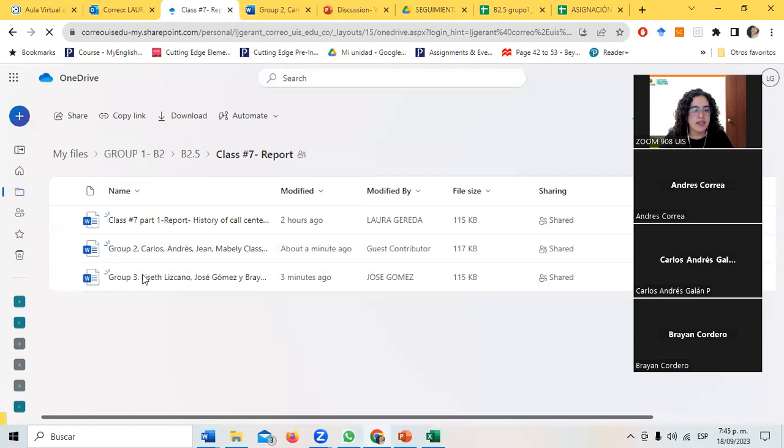I see also Lisette Liscano, Jose, and Brian, and the others. So I will expect to see the report from Elkin, Julian, Silvia, and Yesid. Also the report for Natalia and the report for Lisette Tarazona as well. Okay? I will be checking them tomorrow, so be sure to upload them before tomorrow at noon. Okay?